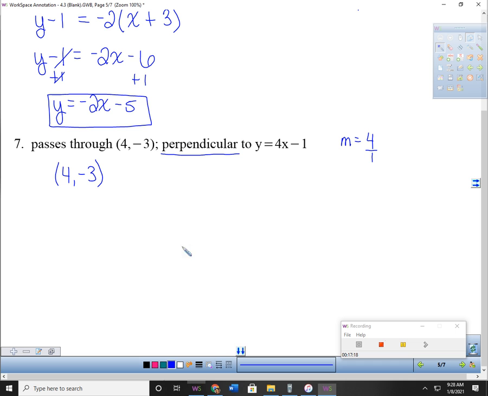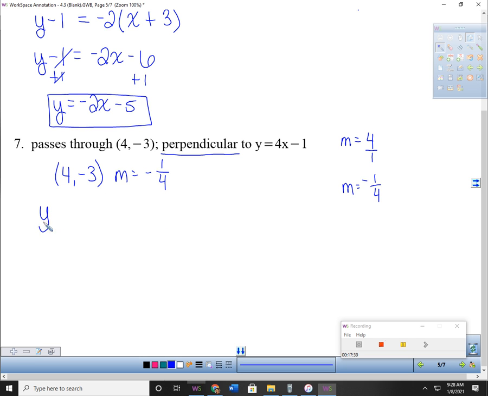So the slope of the line that's perpendicular to that, we would have to flip it. And since it's positive, now it is negative. So the slope of our line we're writing the equation of would be -1/4. And now we're going to do the same process that we just did.